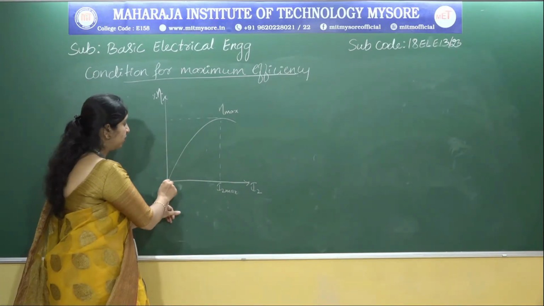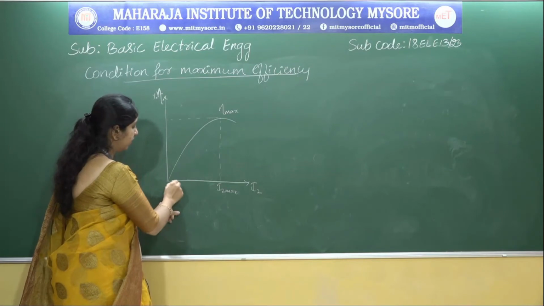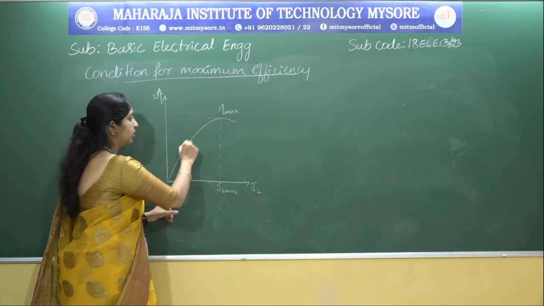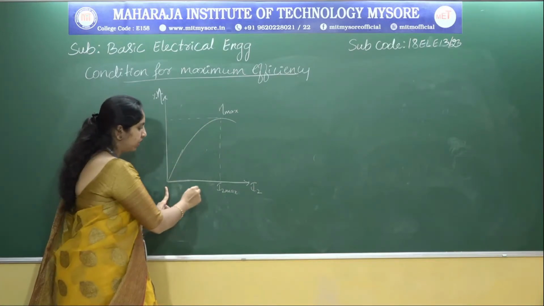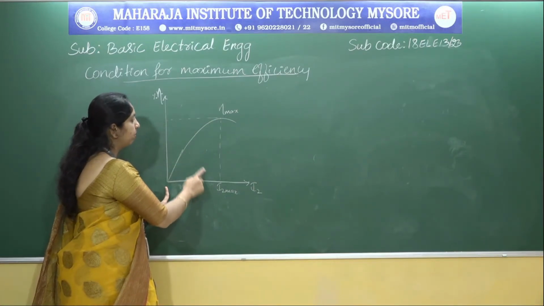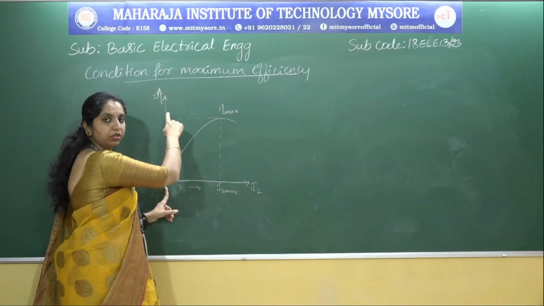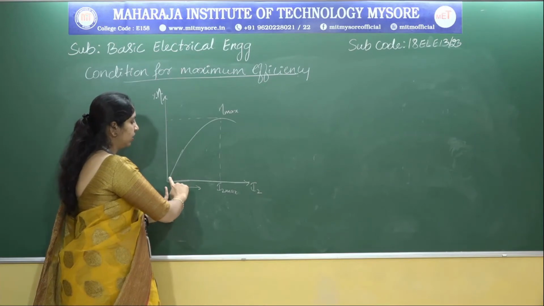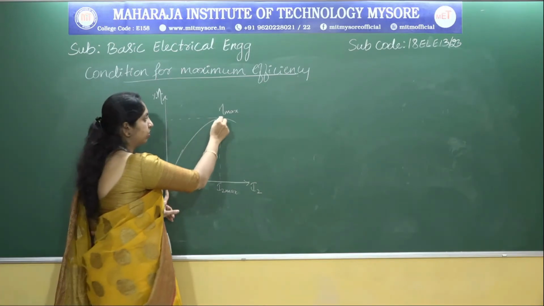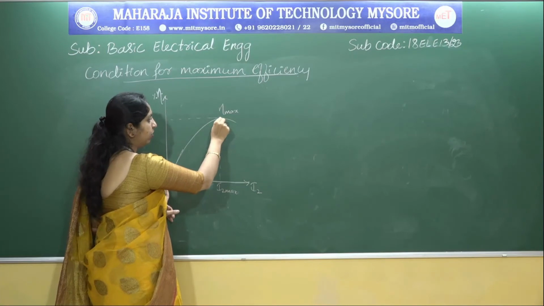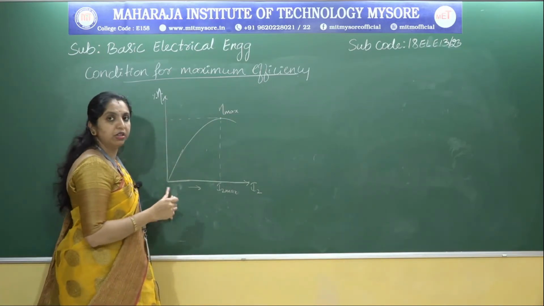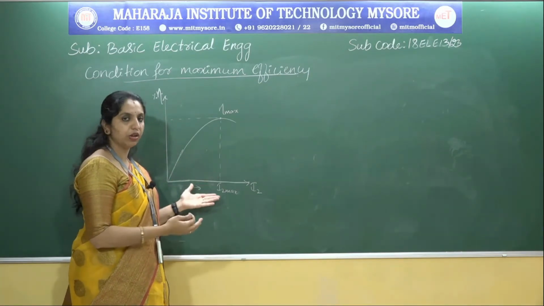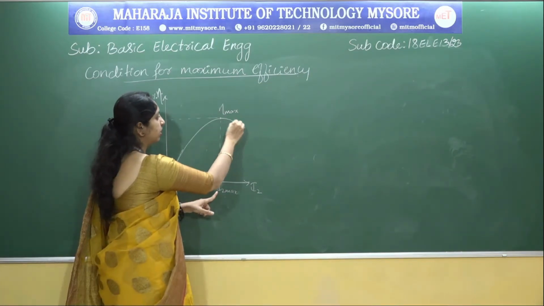As you can see in this graph, as the load current increases, the efficiency also increases up to a certain point. Remember, the efficiency of the transformer depends on the load current. Once it reaches a maximum point, if the transformer is further loaded, the efficiency will automatically come down.